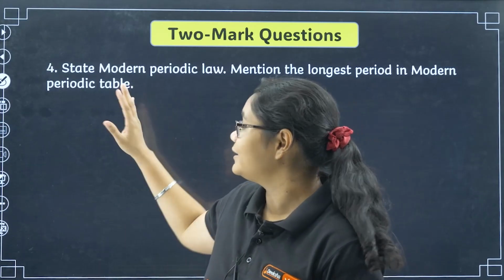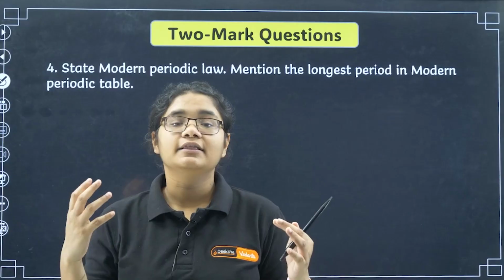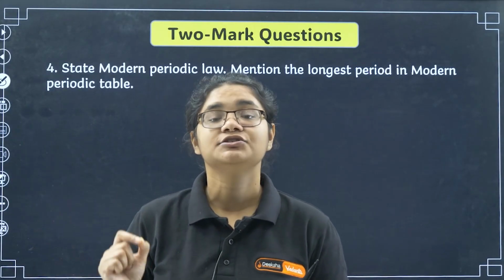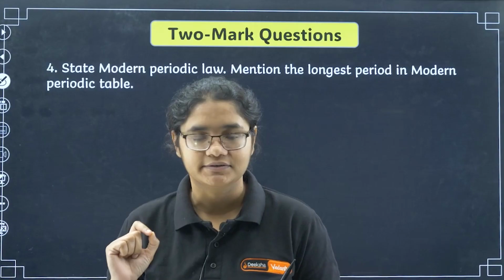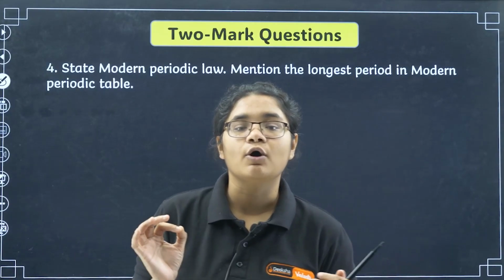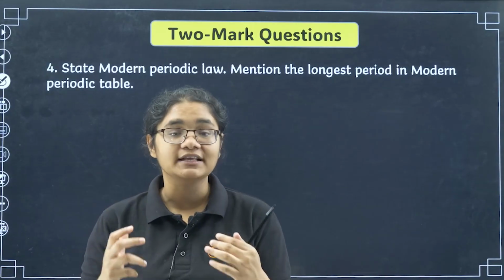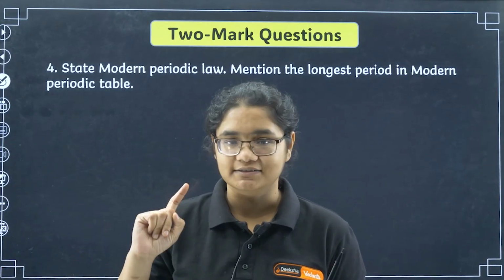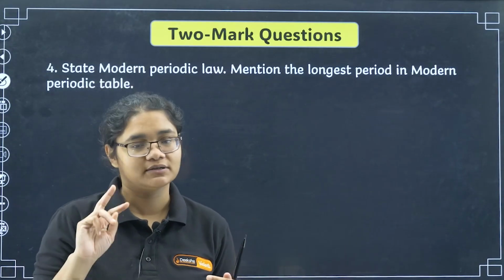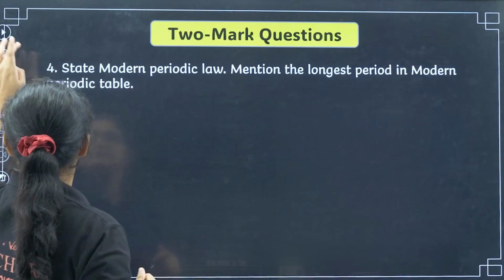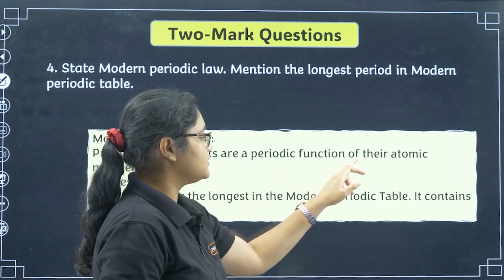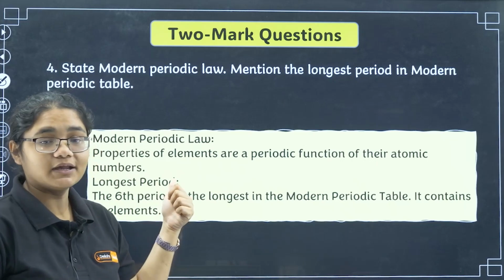You can say that modern periodic law states that the periodic properties of the elements are functions of their atomic numbers, whereas in Mendeleev's law, the properties of the elements are the periodic functions of their atomic masses. So masses and atomic numbers is the only difference. What does modern periodic law say? The properties of the elements are the periodic functions of their atomic numbers.